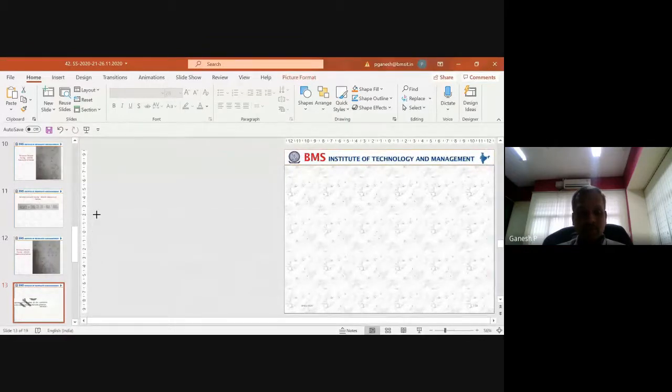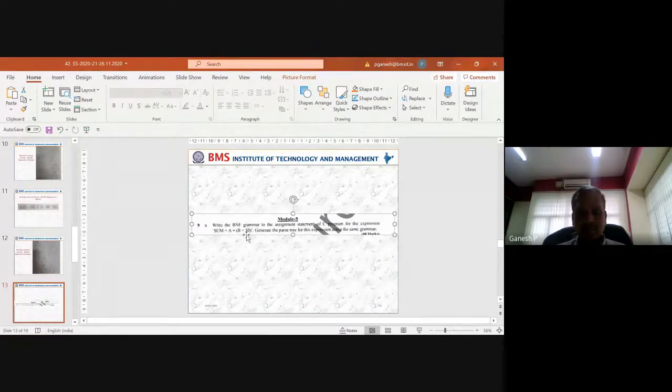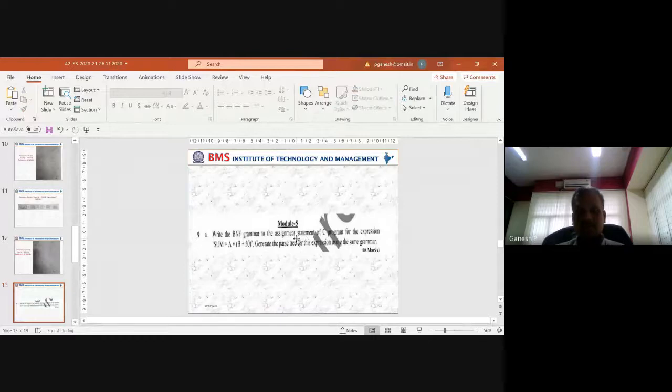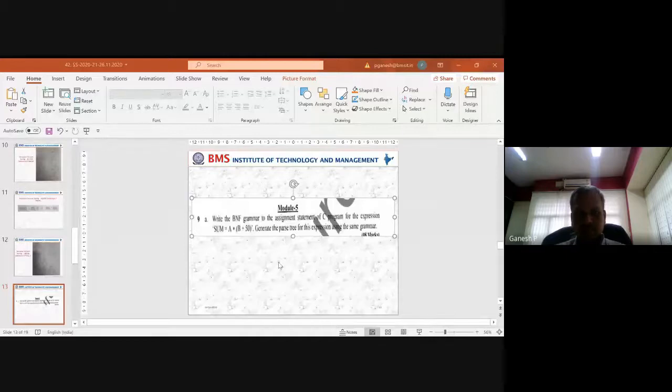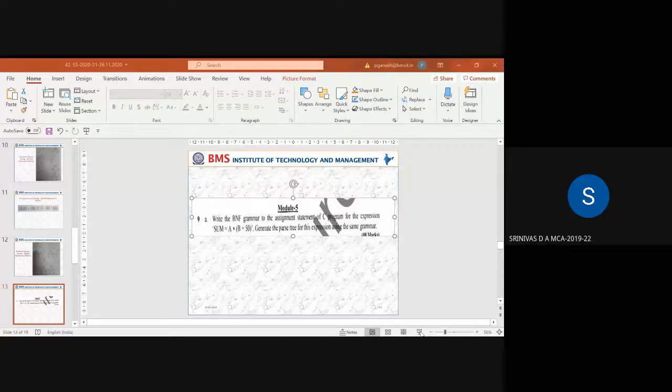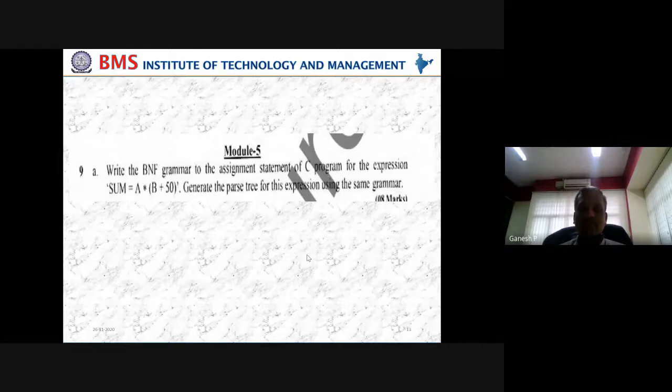Let us see how to build this. This was asked in a recent examination for 8 marks. Is the screen visible? Yes, sir. So take this. This was asked in the last exam. Write the BNF grammar for the assignment statement of a C program for the expression and generate the parse tree for this expression using the same grammar.